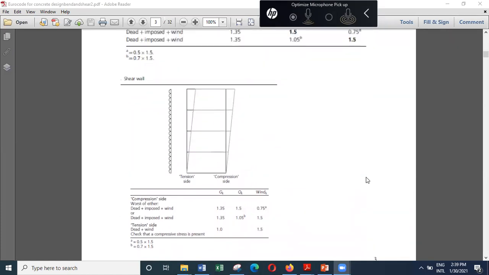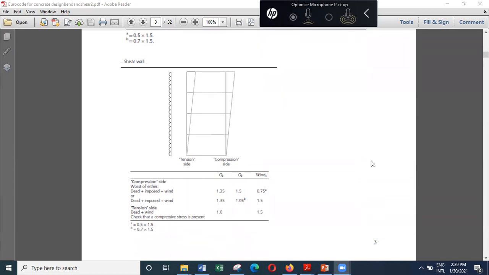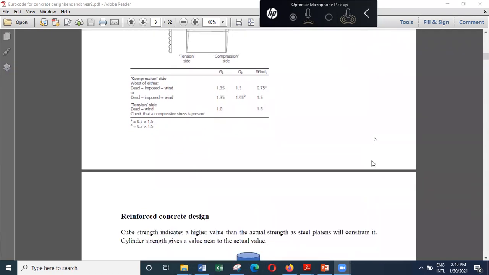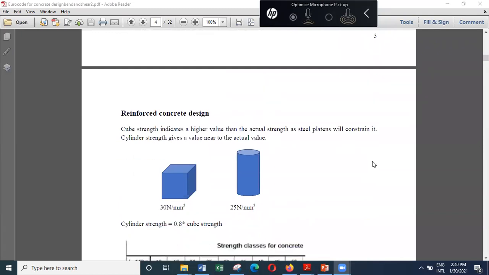Right. So that is a brief introduction to the loading that you have to consider when you are designing the superstructure. And these loadings will finally be transferred to the foundation as well. Right. Then we look at the design of reinforced concrete.